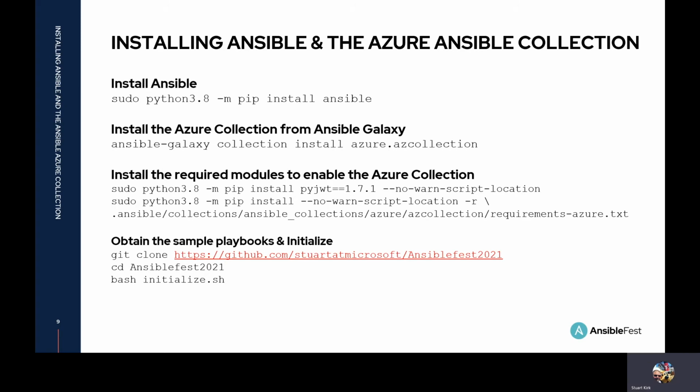Now, what you'll see here is an install of Ansible for the first step of this particular slide. However, to make Ansible capable of connecting into Microsoft Azure, we need to make sure that we install the Azure collection from Ansible Galaxy. This is called azure.azcollection, and simply running the ansible-galaxy command to install that will load the appropriate components onto the host in question.